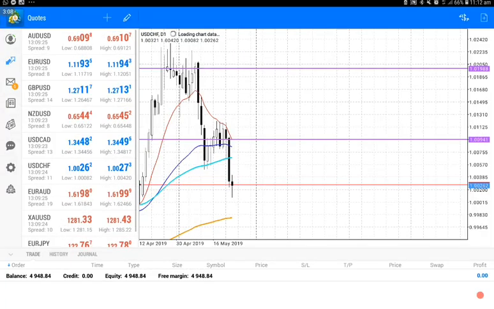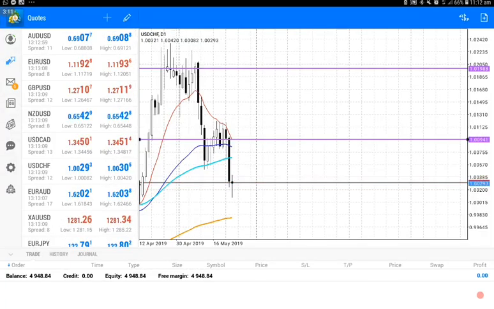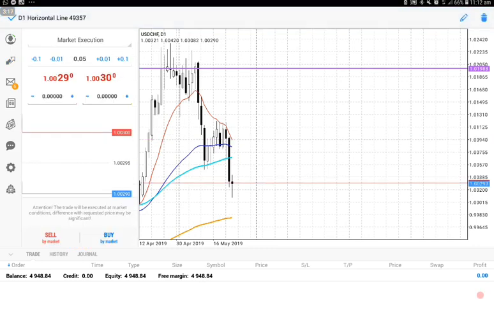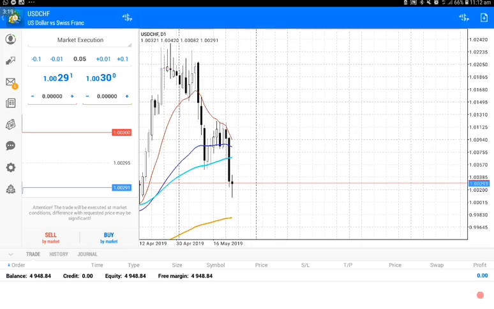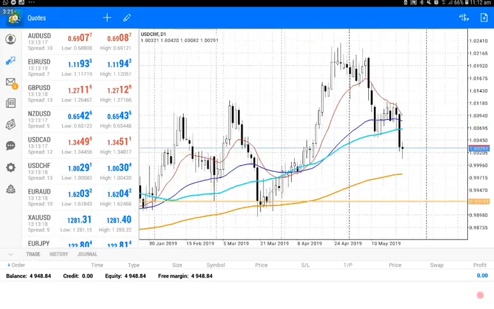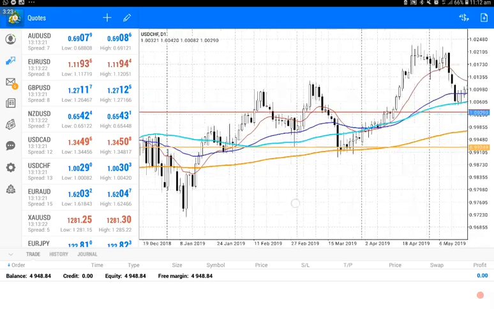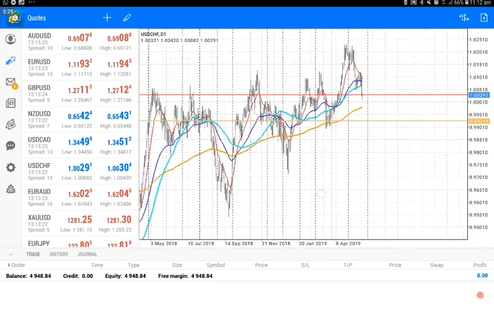Okay, now we're on the MT4 platform. We drew these two before. I'm going to remove them so that we can do a proper job. Sorry, I'm not taking a trade. Okay, so I'm going to look at daily. I look at my chart.